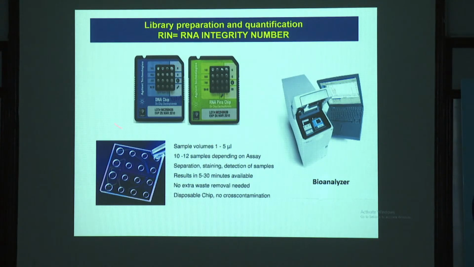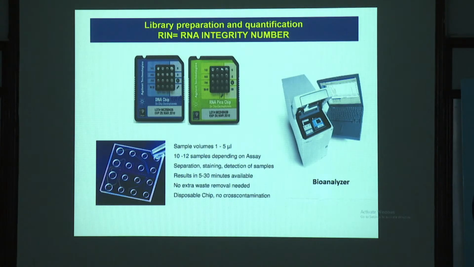this one, these are all others. This is the chip. So how do we get this RIN number? This is the machine called bioanalyzer. Okay, I will show you this machine. So these are all the chips. This is specific for DNA and this is for RNA. So you can see here the gradient is there, the ladder is there, and these are the number of wells.